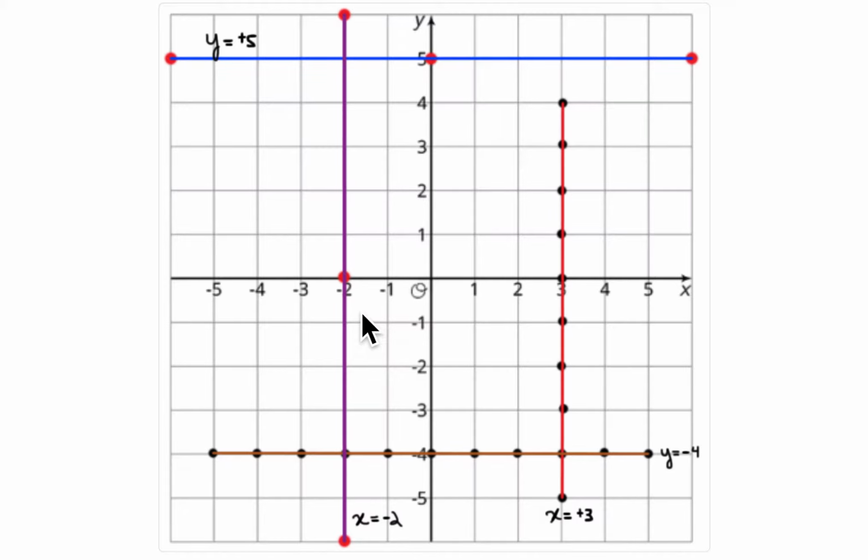But all the same means that if you look at this line, the y-coordinate for every point on this line is positive 5. So they're all the same, all positive 5. For this line, the x-coordinate for every point on the line is x equals -2. So they are all the same, -2. The y-coordinate for this line is always -4, and the x-coordinate for this line is always positive 3. So we're going to look at the graph and the equation for each one of these.